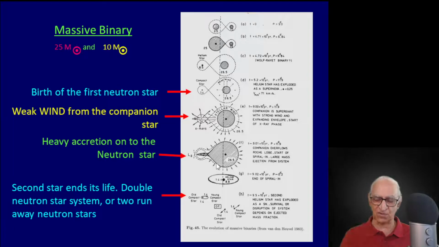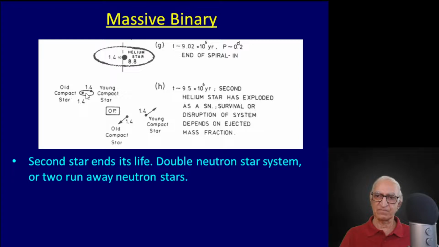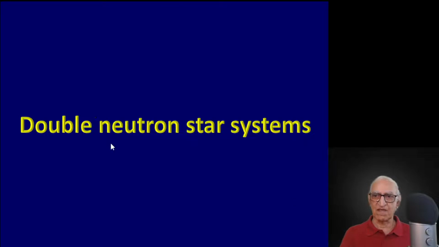So that's the summary of what I have said in the last 15 or 20 minutes. So in rare cases, you will have a bound binary. That's just to repeat what I said. Now, the extraordinary thing is such double neutron star systems have been found by astronomers. And I want to discuss two of them. As to the details of their characteristics, we shall discuss that in the next lecture.